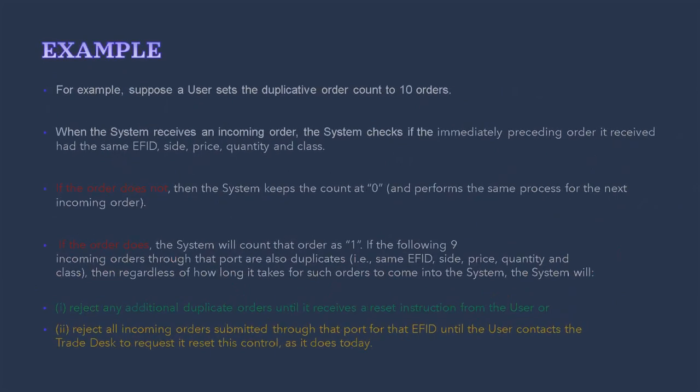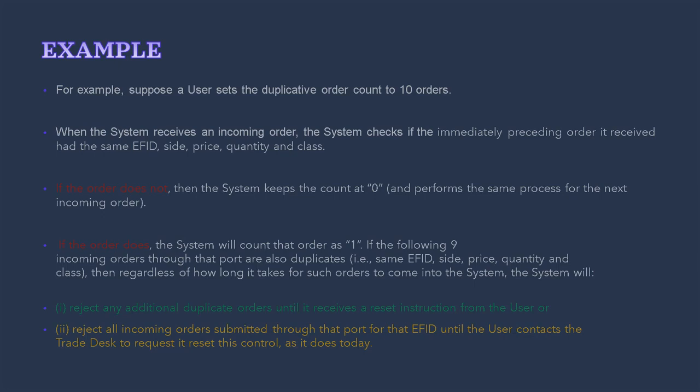Now, an example. Suppose a user sets the duplicative order count to 10 orders. When the system receives an incoming order, the system checks if the immediately preceding order it received had the same EFID, side, price, quantity, and class. If the order does not, then the system keeps the count at 0 and performs the same process for the next incoming order. If the order does, the system will count that order as 1.